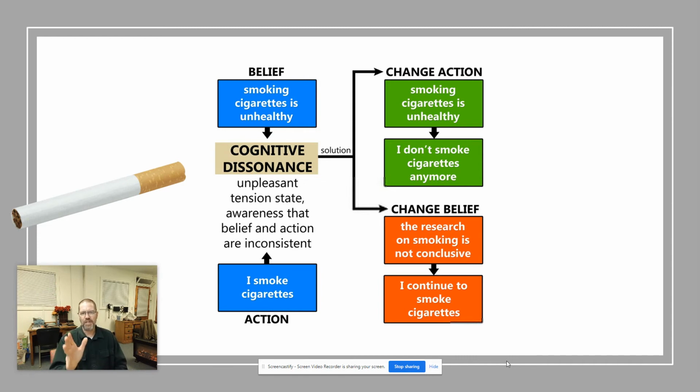But then you look at the other side, change of action. Smoking cigarettes is unhealthy. So you stay with the same belief, but you change the behavior to align with the belief. In other words, since smoking cigarettes is unhealthy, it wouldn't be wise for me to continue smoking. Therefore, I don't smoke cigarettes anymore. And now those things are aligned and the cognitive dissonance reduces, and a person has a relative lack of discomfort, let's say.